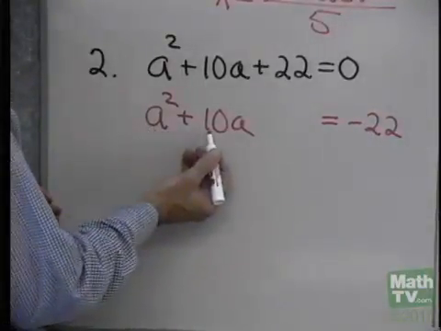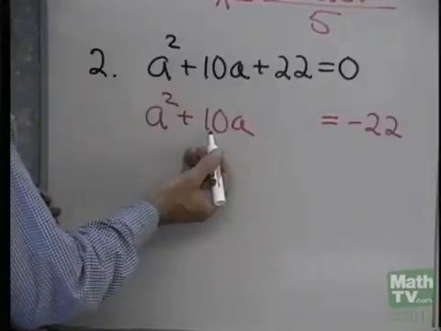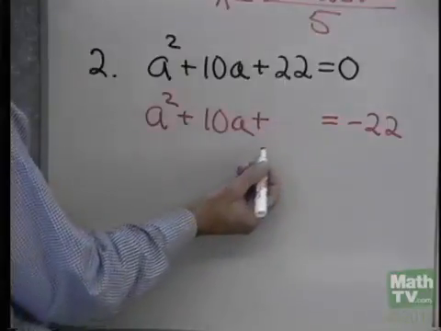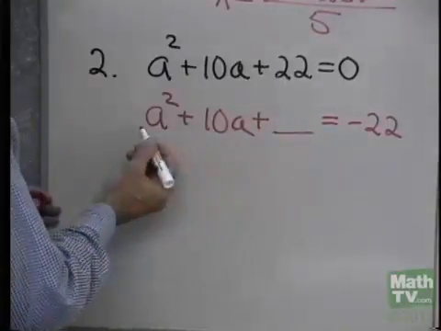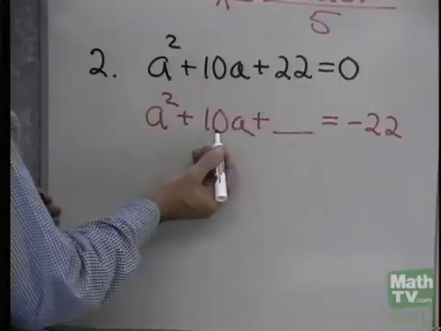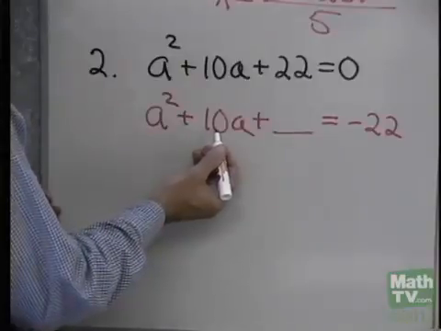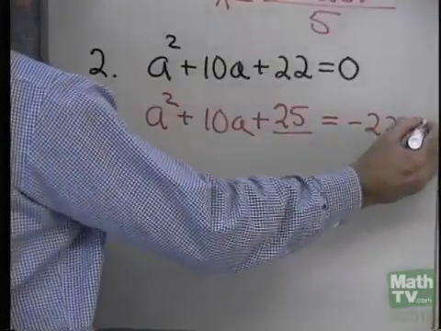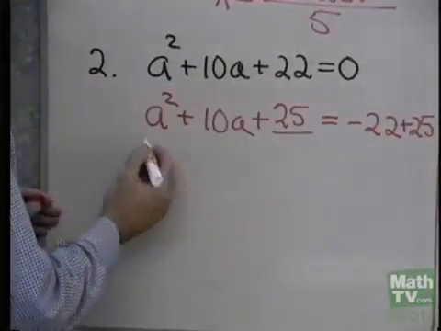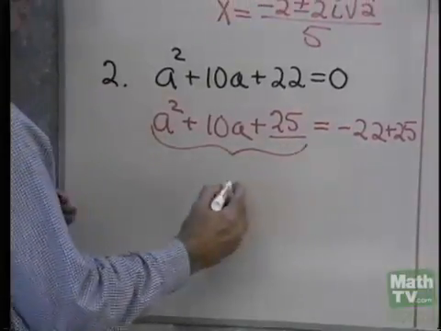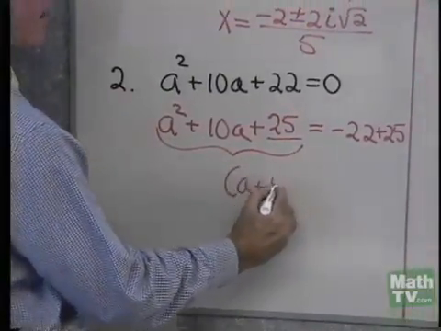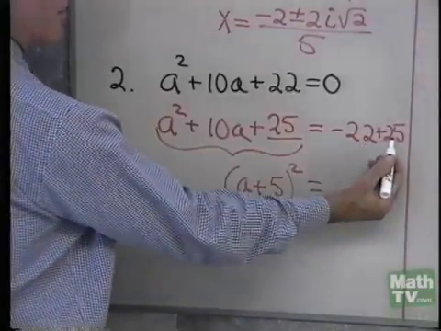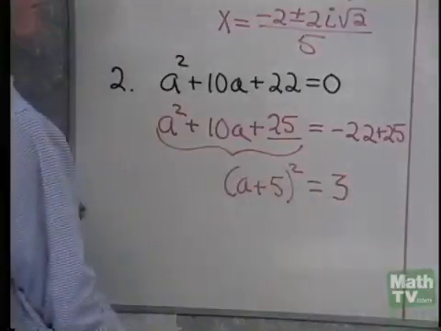Now I look at these first two terms as if they're the beginning of a perfect square trinomial. I have 1a squared + 10a + , and now I'm going to add on my own third term so that this becomes a perfect square. So I take half this coefficient, half of 10 is 5, and I square it. That gives me 25. If I add 25 to one side, I also add 25 to the other side. The reason I did that is so that I can write this expression as (a + 5) quantity squared equal to negative 22 + 25, which is 3.